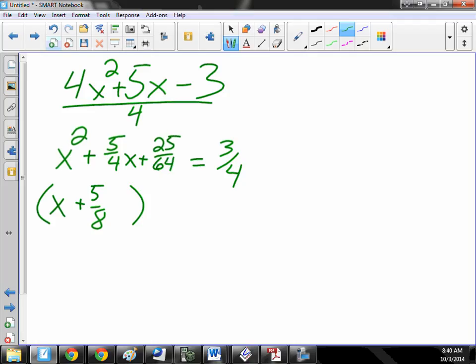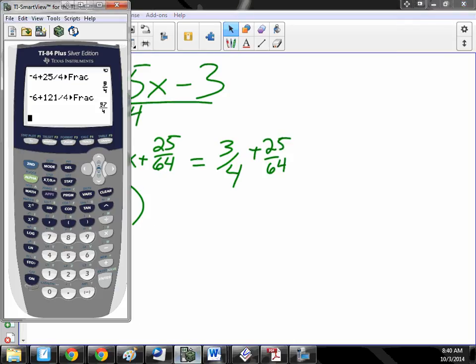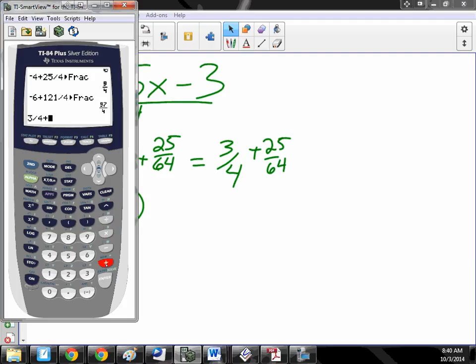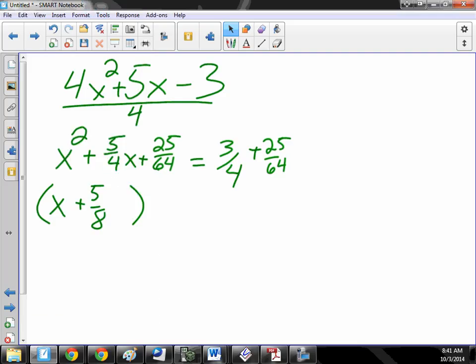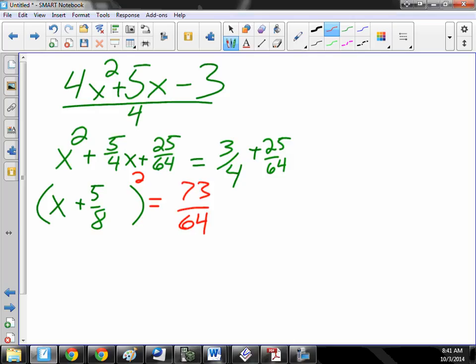So plus 25/64 on both sides. So I need to find out what 3/4 plus 25/64 is. 73/64. So this squared equals, what was it? 73/64.